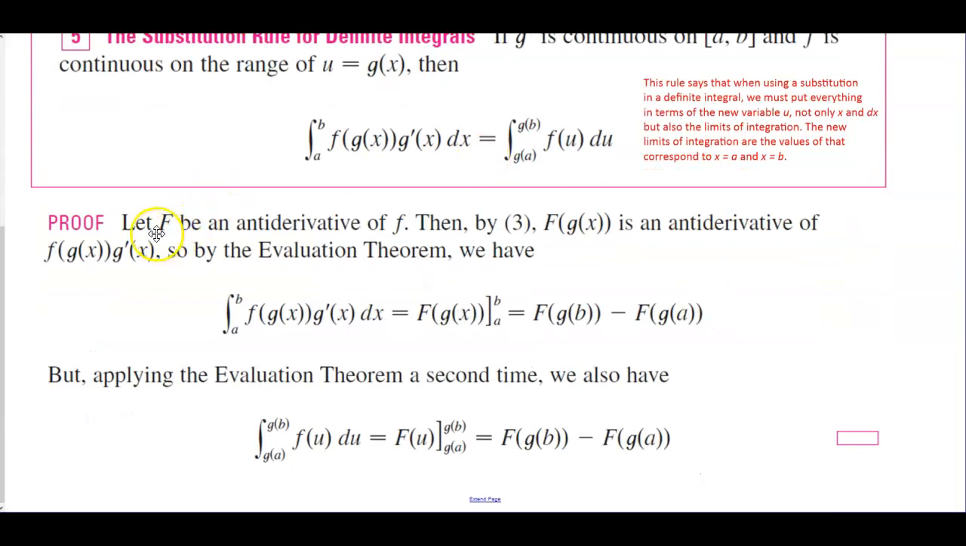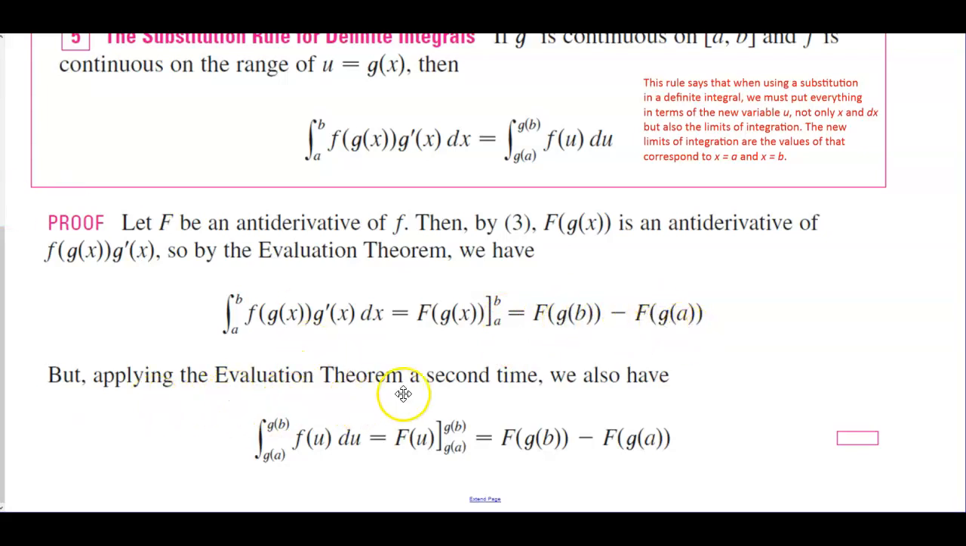So here's the proof. If we let F be an antiderivative of lowercase f, then by equation 3, F of g of x is an antiderivative of f of g of x times g prime of x. So by the evaluation theorem, we would have the following. The integral from a to b of f of g of x times g prime of x dx is equal to F of g of x going from a to b, which is equal to F of g of b minus F of g of a.